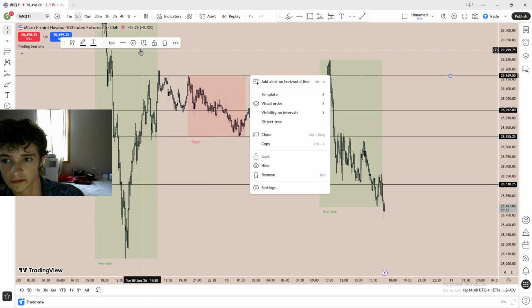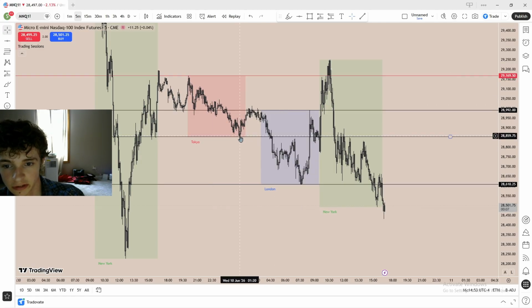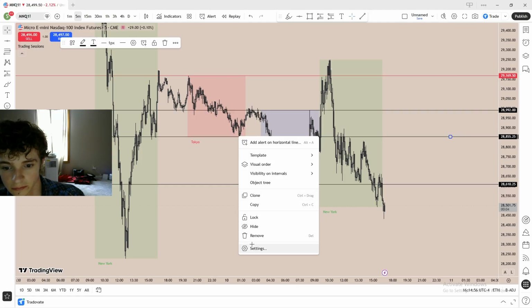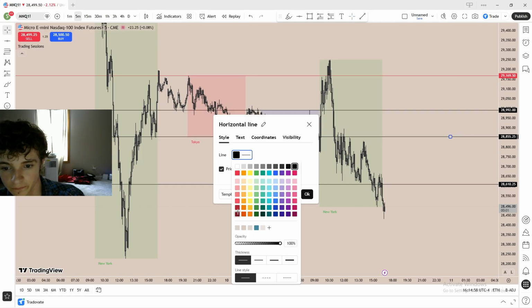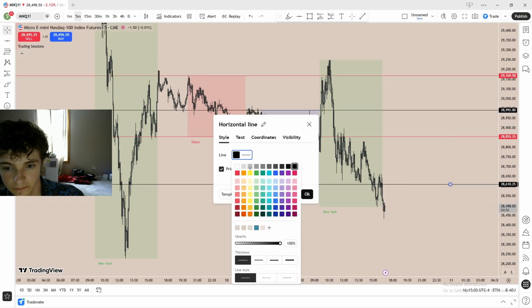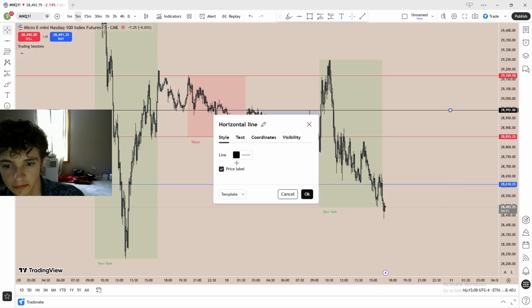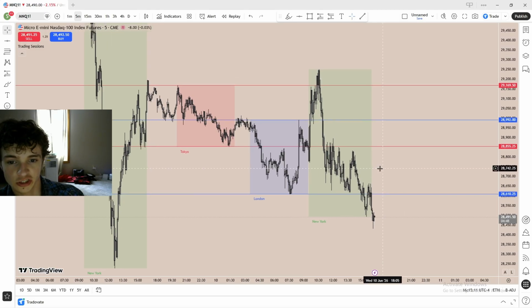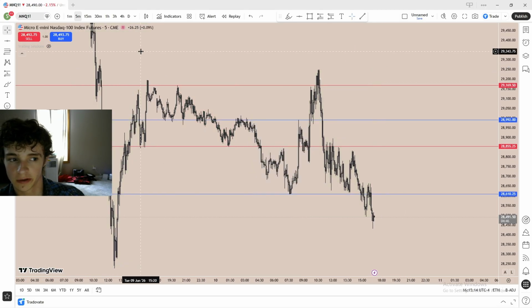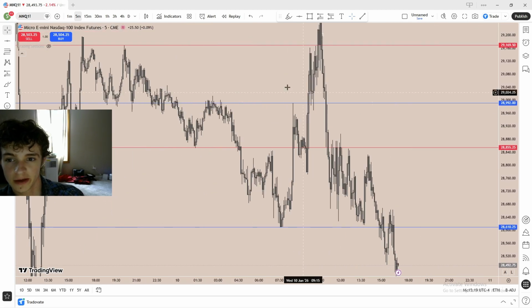Okay, I'll change each color. Change it to red. Now I'll change it to blue. Alright, so I have the lines changed to their flag colors. Japan is white and red. UK is usually more blue, I would say. So this is what we have: Asia high, Asia low, London high, London low.